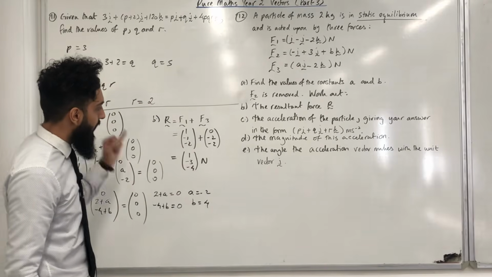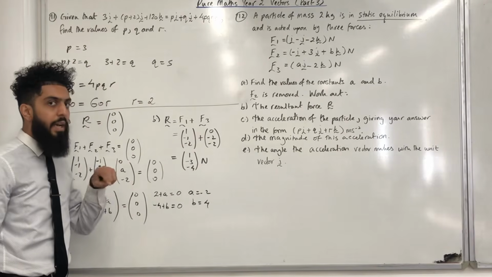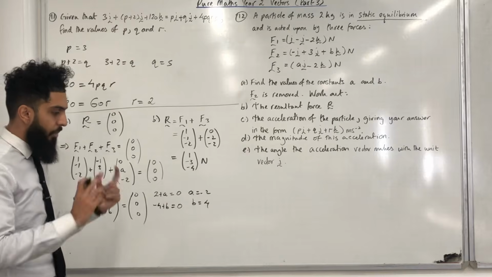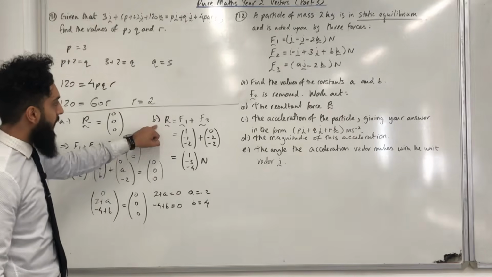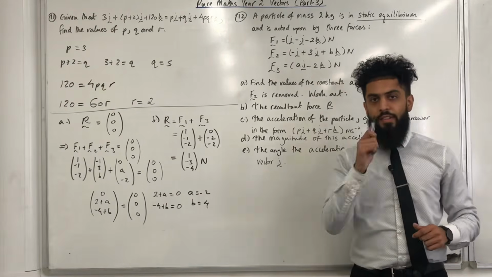I can rewrite this in IJK form. It will be i minus 3j minus 4k, in brackets, newtons. So that completes part B. Moving on to part C.